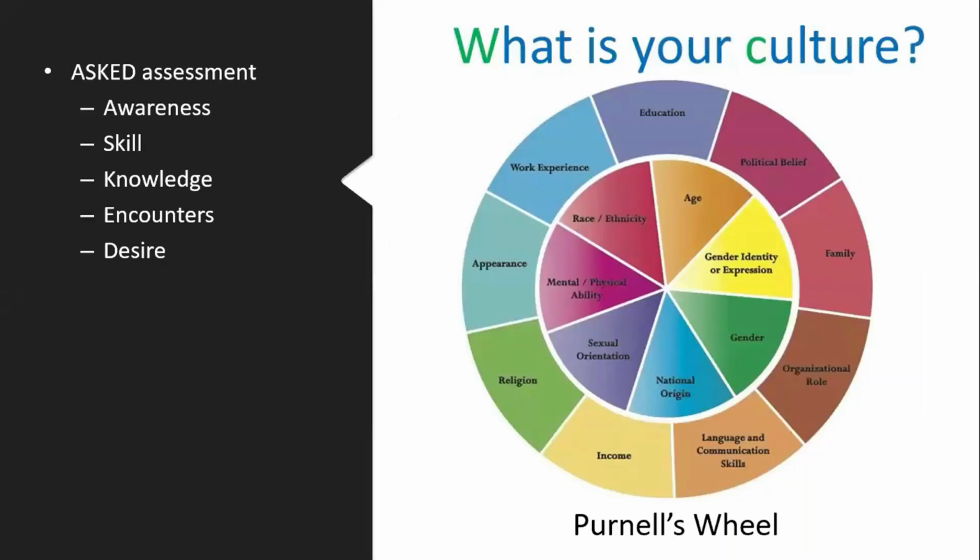So the ASKED assessment is on your left-hand side. Awareness, skill, knowledge, encounters, and desire. Very, very basic. You're just looking at, okay, what's my awareness? What's my skill here? What's my knowledge about this culture? What kind of encounters have I had? And what's my desire to learn more? Purnell's wheel, we're going to get into a little bit more. That's the one that I showed a little earlier. It's one of my preferred ones.